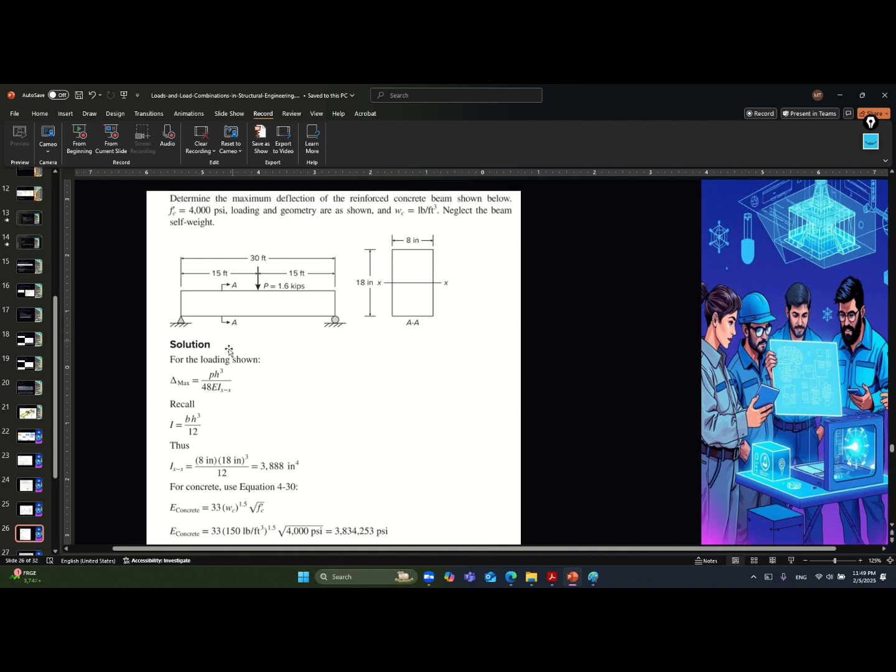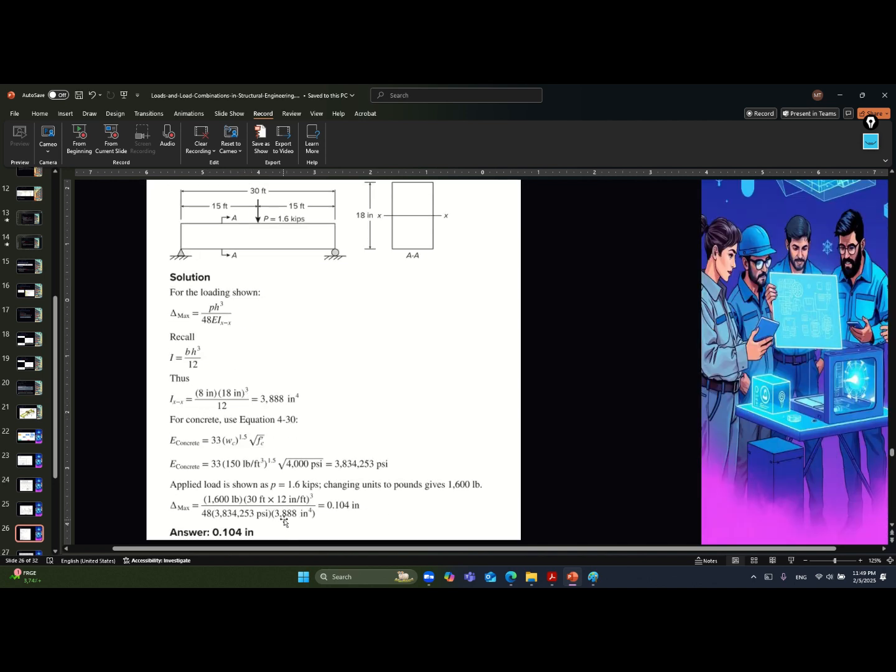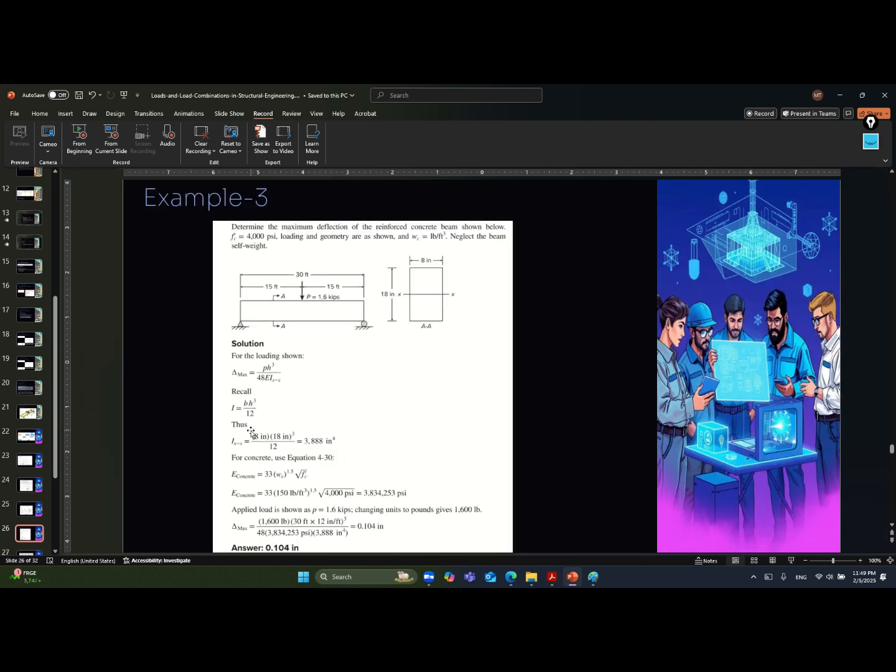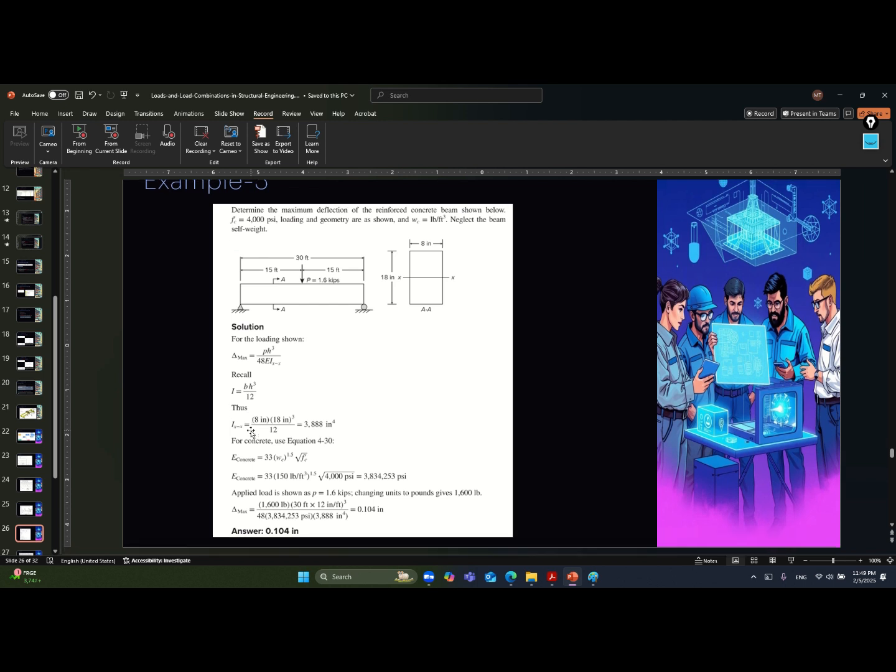Here he used the I gross, okay, not the I effective and so on, but according to the ACI, as we are going to see when we have the session for the ACI, we shall know that this I will be the I effective, and we will know how to calculate it.